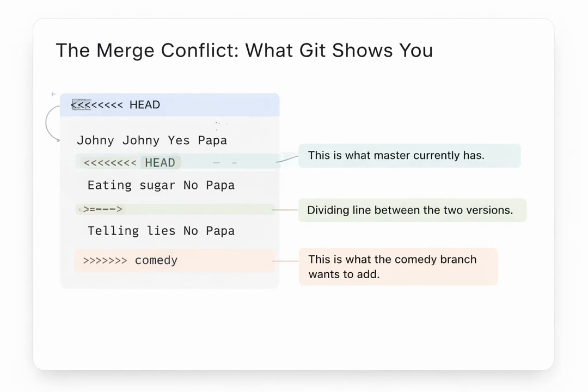When you run git merge comedy, Git hits a conflict and stops. It opens the file and shows you the conflict markers. The section between the less-than signs with HEAD and the equal signs is what your current branch, master, already has: "Eating sugar, no, Papa." The section between the equal signs and the greater-than signs with comedy is what the comedy branch is trying to bring in: "Telling lies, no, Papa." Git is essentially asking you, which one do you want to keep, or do you want both? You have to make that decision manually.